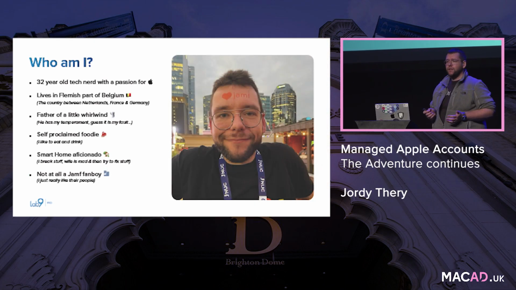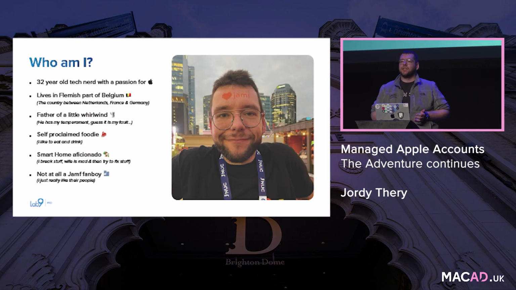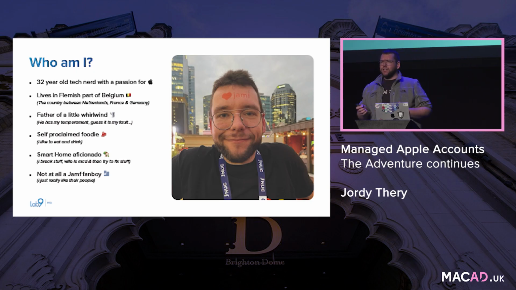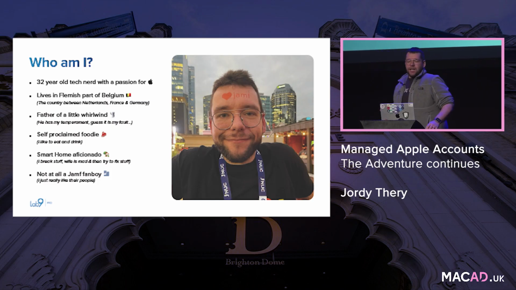I'm 33 years old. I live in the Flemish part of Belgium, just on the French border. I do not speak any French. I'm the father of a 3-year-old little whirlwind. I get told he gets all his bad traits from me, so I guess it's all my fault.